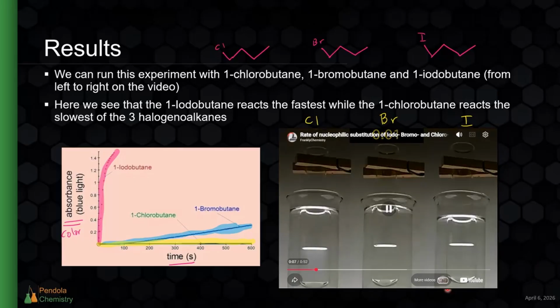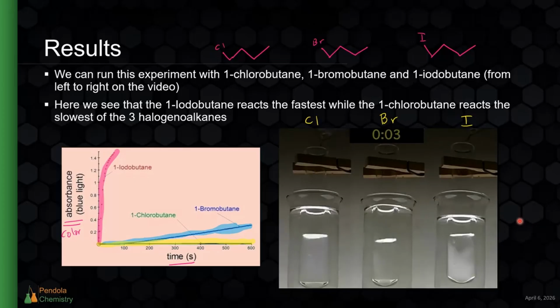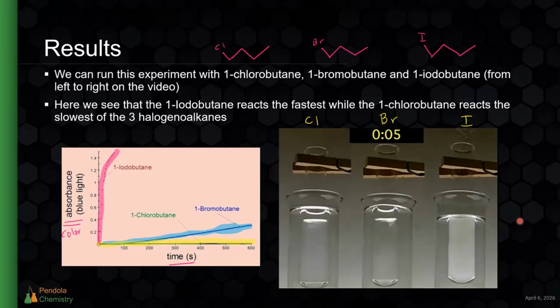So pay close attention to the beakers. So there the water is added. And then look at how quickly the yellow in the iodobutane gets made. And then the bromine and then the chlorine. So they're going to replay this again in a second.